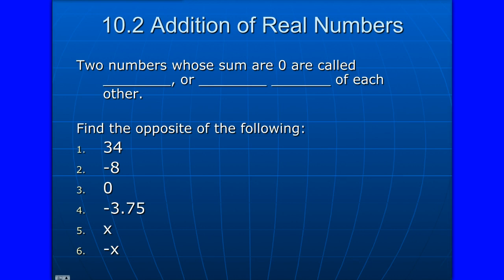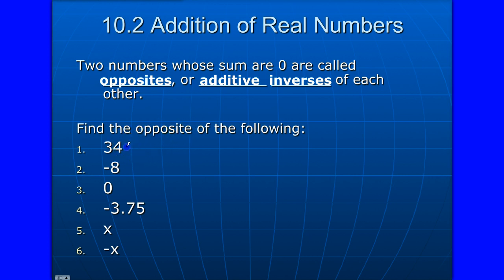It says two numbers whose sum are 0, in other words you add them together, those are called opposites. Or you could also call those additive inverses of each other. That's kind of the math word that you might run across in your math future. Opposite is often confused with absolute value.